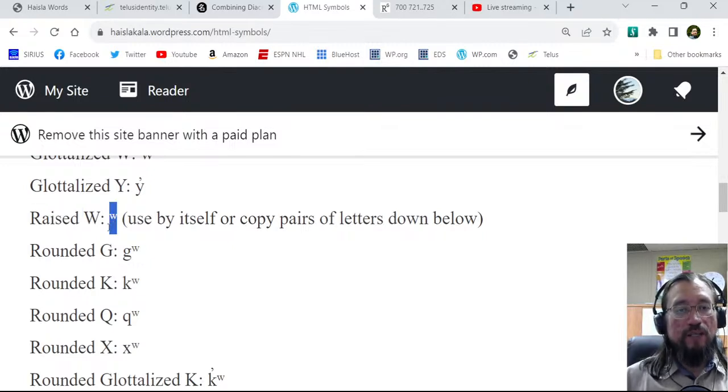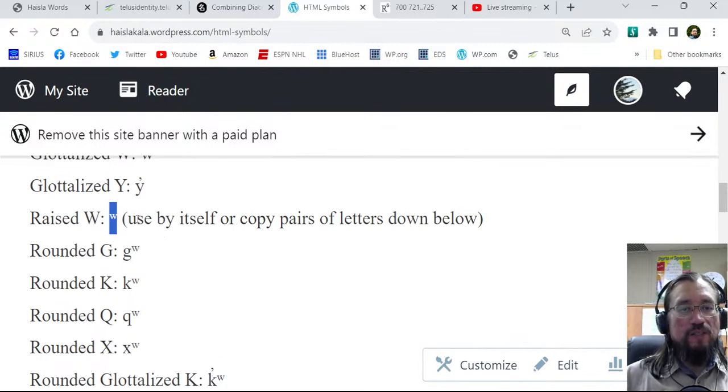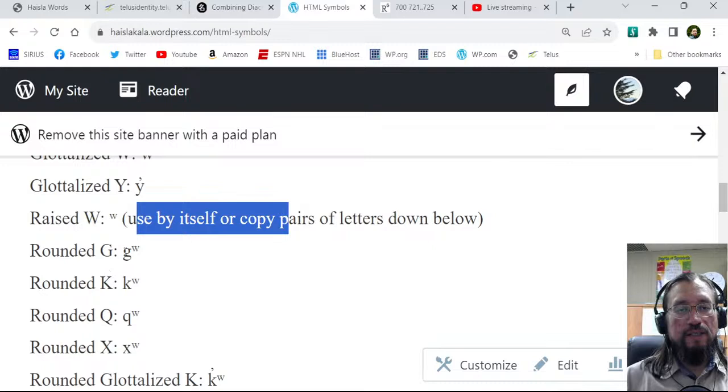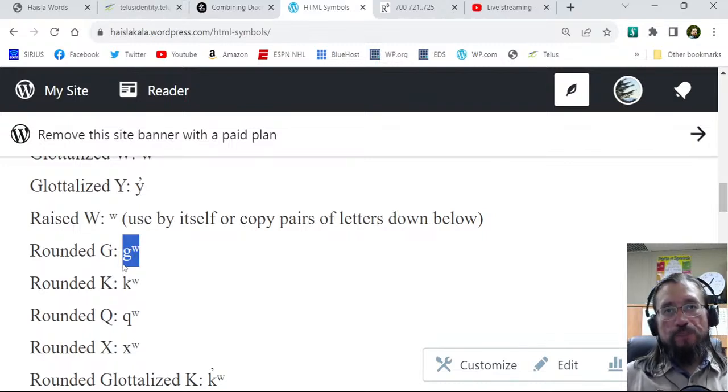There's also a raised W, so it's a small W that's up higher than the rest of the letters. So I would not advise using this symbol by itself if you're going to copy and paste it. I would use the full combination. So here we have what's called a rounded G. So it's a regular G followed by a small raised W. So what this tells us is that we're going to make a G sound, but before we even do that, we're going to prepare by rounding our lips. So it's gua, gua. So if you think of English, you can think of a word like language.